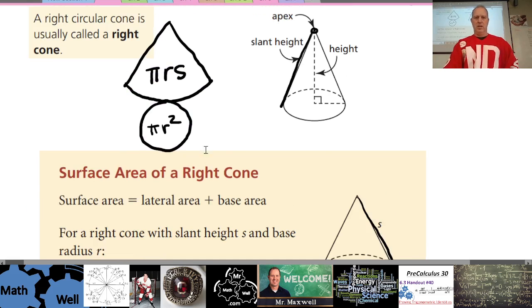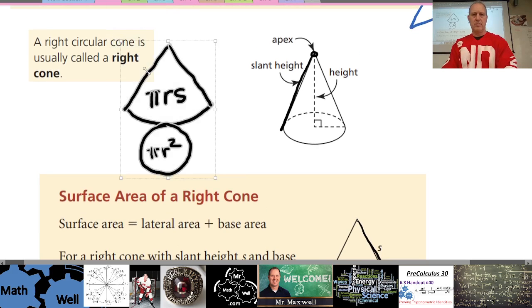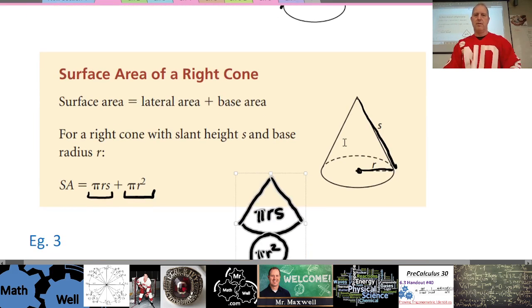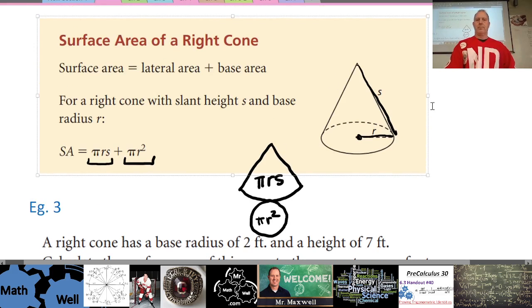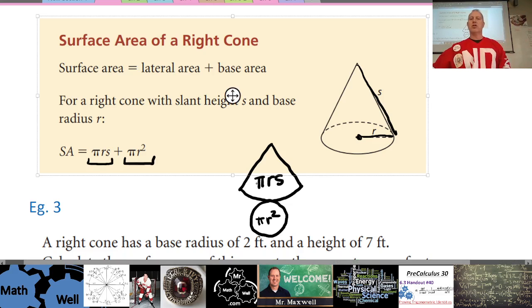Okay, so let me copy this here. Let's shrink that and bring it down here so it's all on the same screen. Have you seen this before? Or is this brand new? Some of you maybe have. Okay, so the surface area is two pieces: pi r s, which is the wraparound area part, and pi r squared, which is the circle part.